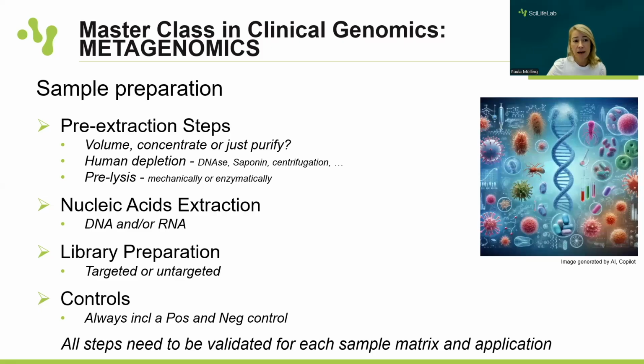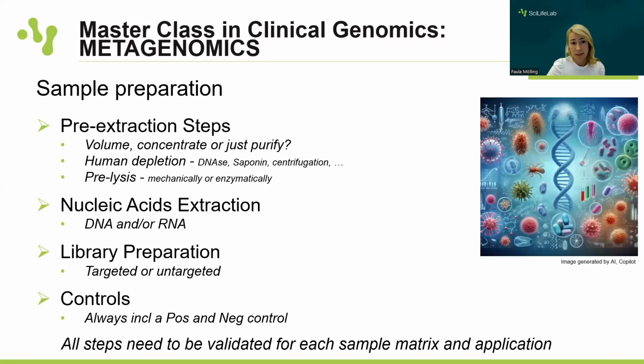And then if we have, for example, hard to lyse pathogens, we may think of a pre-lysis step. This we can do mechanically or enzymatically. And here we have to be aware that if we will use long read sequencing as the next step, we may not want to go too hard mechanically, because this will shear the DNA into smaller fragments.